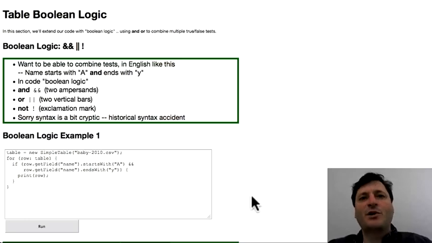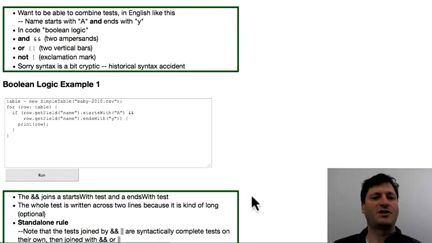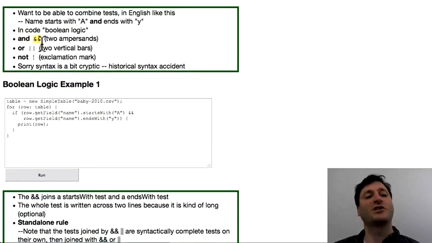In this section, I want to show how you can take a simple test like starts with A and use the notion of and or to combine it with other tests to put together a more complicated test. This is called Boolean Logic. The way this is going to work is in the code, the symbol for and is two ampersands run together. And the symbol for or is two vertical bars put together. Let me show you what that looks like.